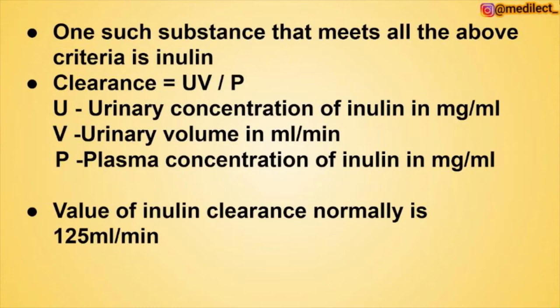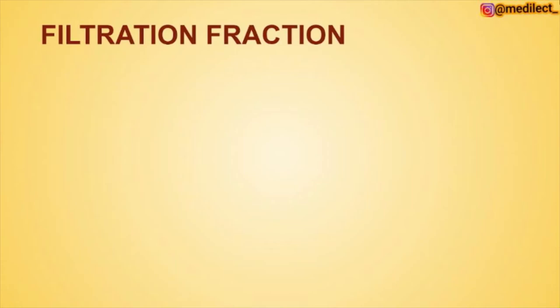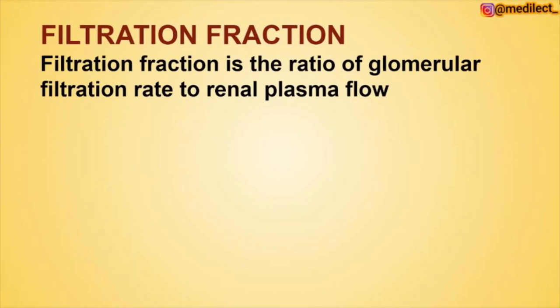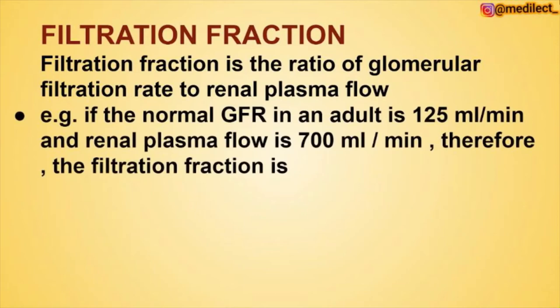Now next is the filtration fraction. Filtration fraction is the ratio of the glomerular filtration rate to the renal plasma flow. For example, if the normal GFR in an adult is 125 ml per minute and the renal blood flow is 700 ml per minute, therefore the filtration fraction will be 0.18. Normal range is around this only.